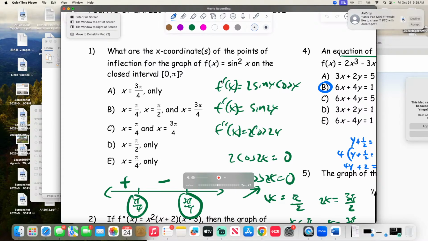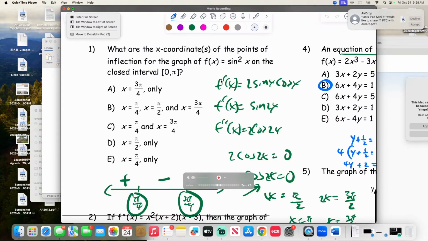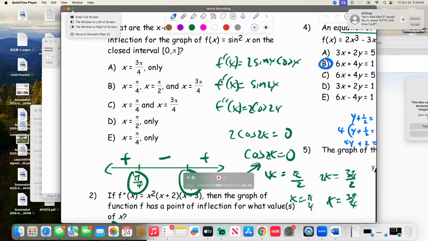So I changed the 2 sine of x cosine of x to sine of 2x, and then I take the derivative of that, which is 2 cosine of 2x. Then 2 cosine of 2x is equal to 0, so cosine of 2x equals 0. And then you figure out 2x equals pi over 2, 2x equals 3 pi over 2, so x equals pi over 4 and x equals 3 pi over 4.